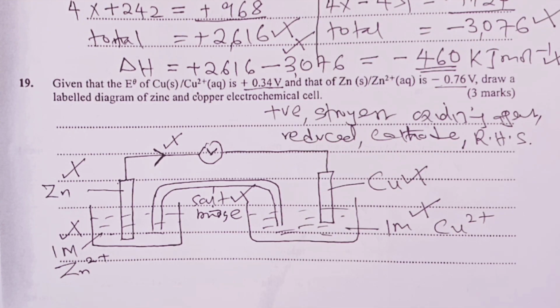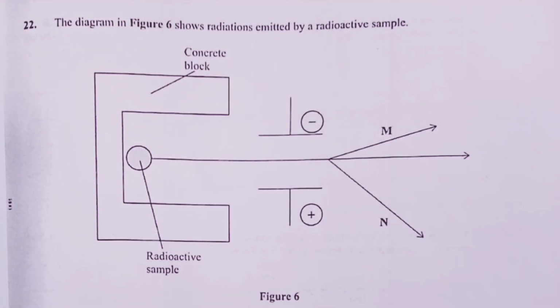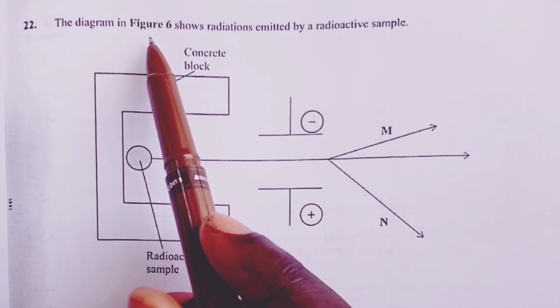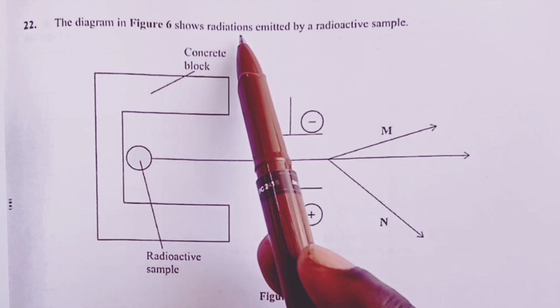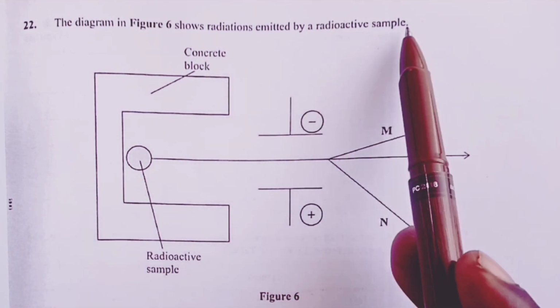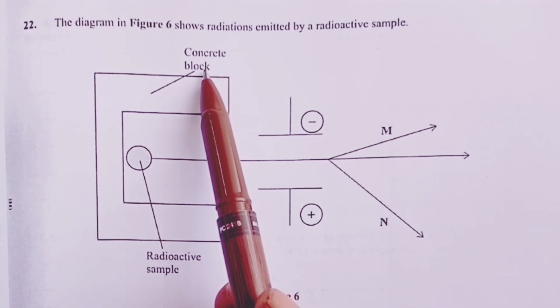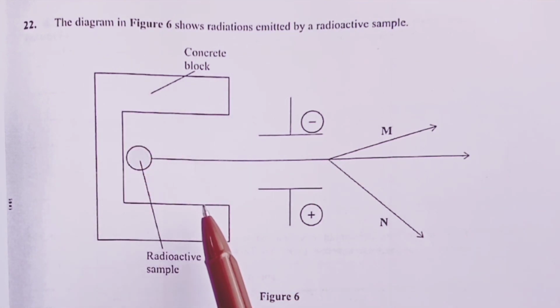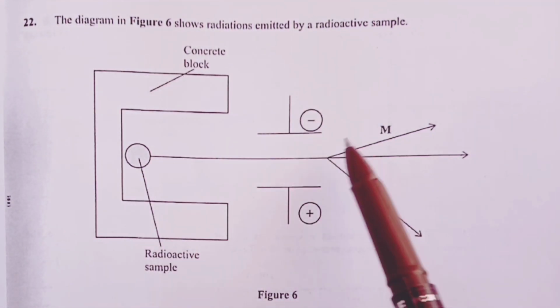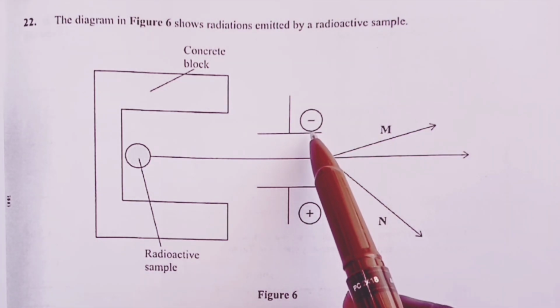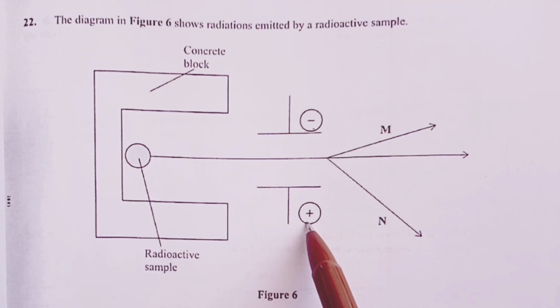We proceed to question number 22. This is still from Form 4. Topic this time is radioactivity. Number 22. The diagram in figure 6 shows radiations emitted by a radioactive sample. So we have a concrete block to protect ourselves from the radiations. Then I have radioactive sample. I introduce electric field, the negative field here and positive field.